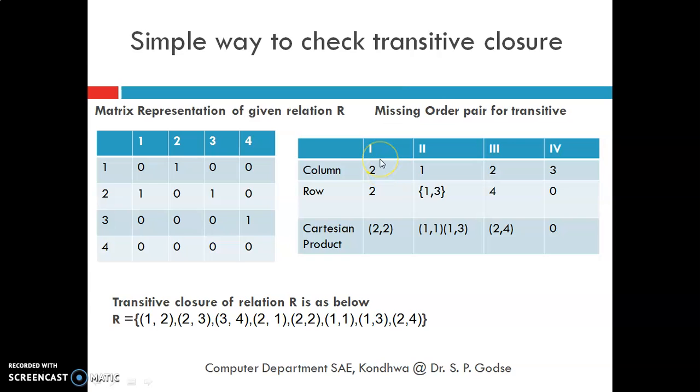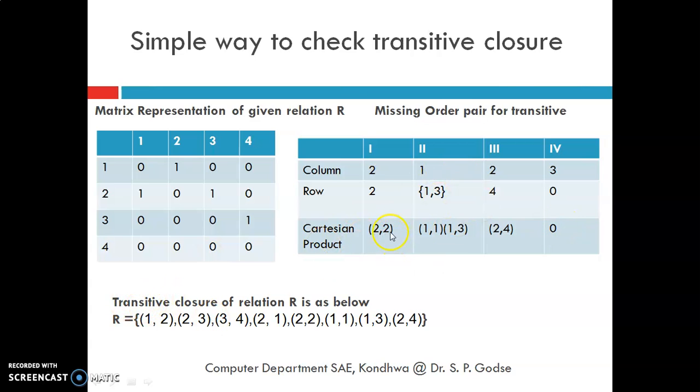Now take the Cartesian product of this column and row. You will get ordered pairs. In column number 1, you will get the pair 2, 2. Then for the second column you will get the pairs 1, 1 and 1, 3. For the third column you will get the pair 2, 4. And here, as the second element is 5, it will give an empty Cartesian product, because the condition for a Cartesian product is that both sets should be non-empty. Here it is empty, so the Cartesian product will be 0.